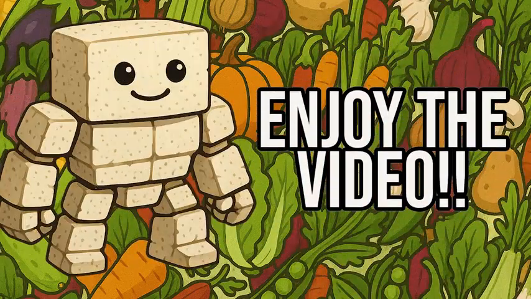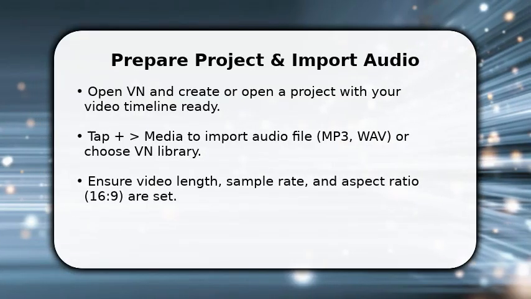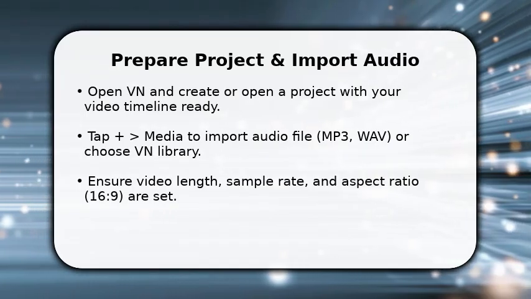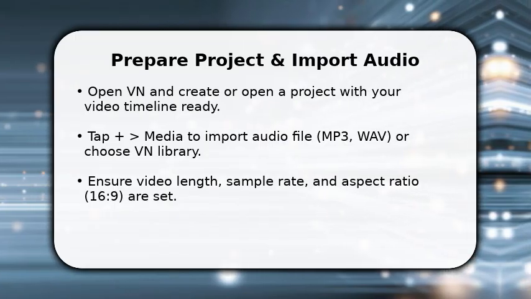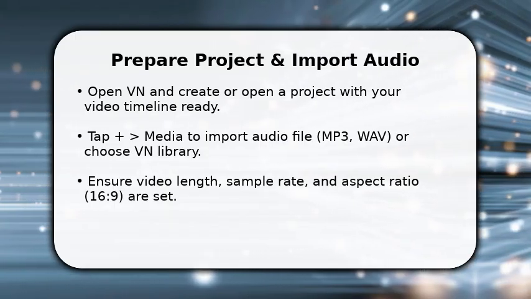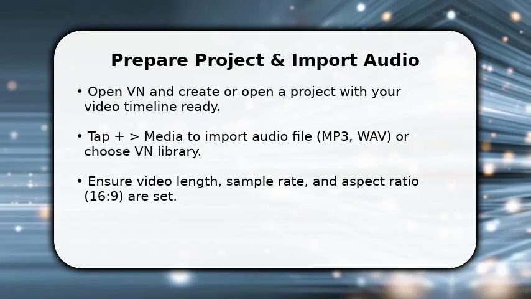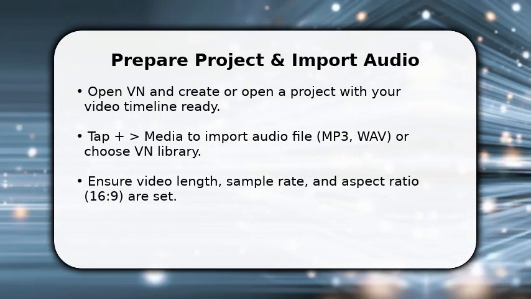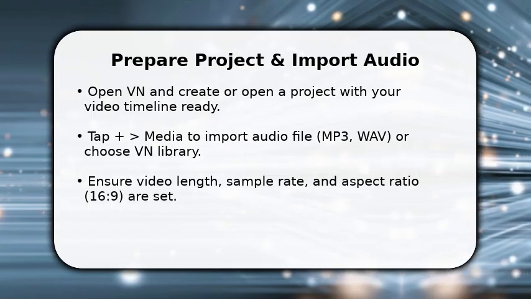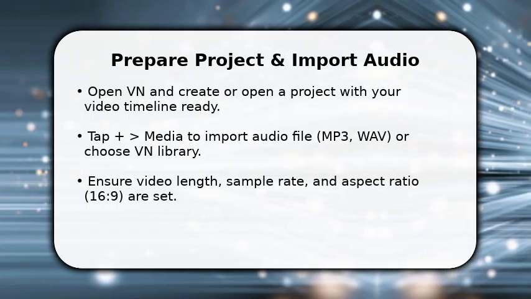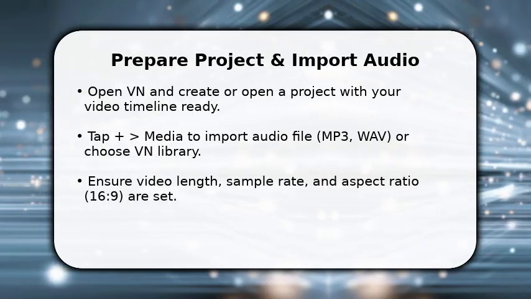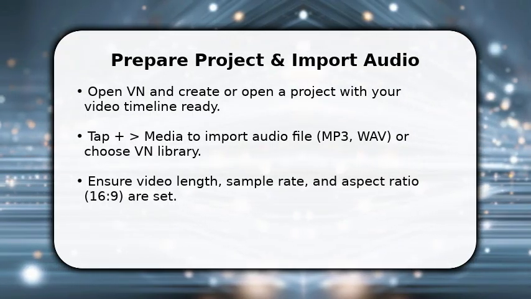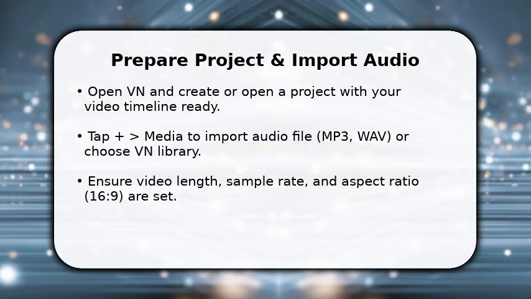Please enjoy the video. You start by opening VN and loading the project you'll add music to. Import the audio now using Plus Media, or pick from VN's built-in tracks so formats match. Once done, place the audio on the timeline beneath your video track and roughly align the start points. This helps you hear timing immediately. Make sure project settings like aspect ratio and frame rate are correct, because mismatches can alter audio sync later.